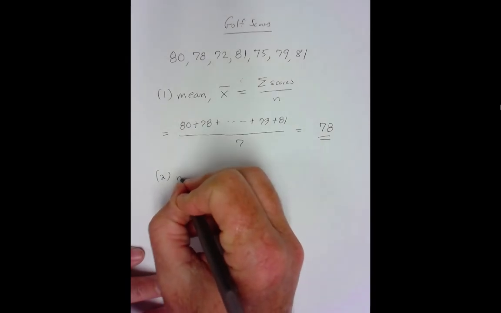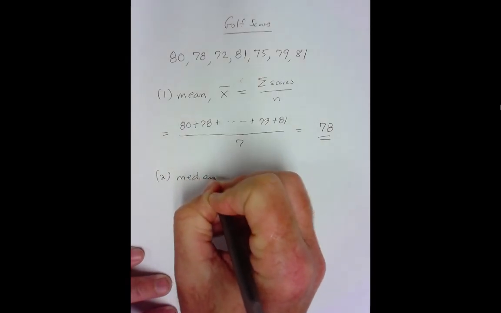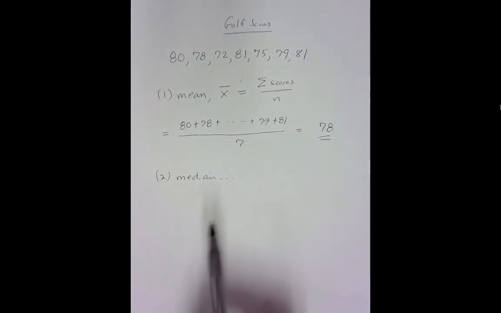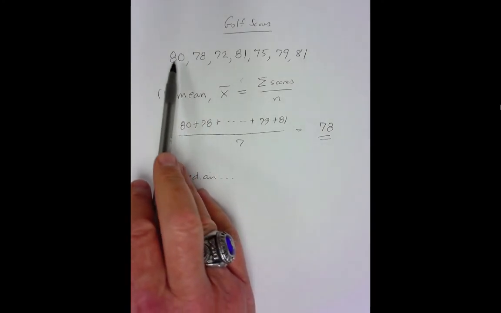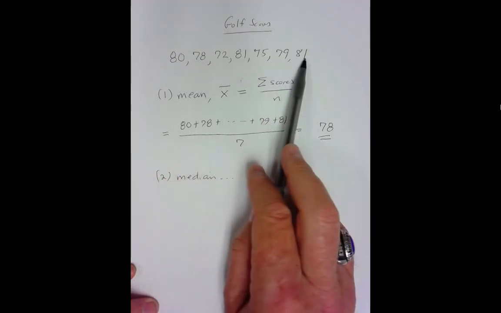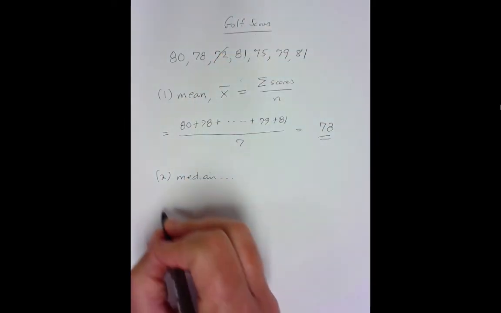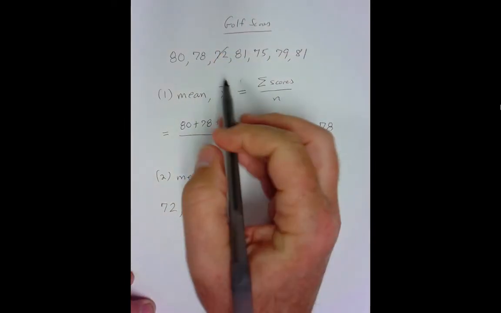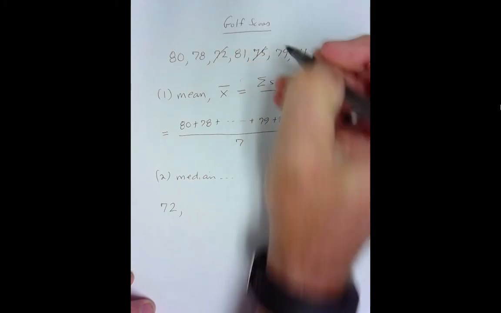Now, to find the median, as I talked about earlier, you need to arrange the numbers from low to high. So when I glance at these, I see that the lowest round I shot was a 72, so I'm going to put it first. The next best round was a 75.